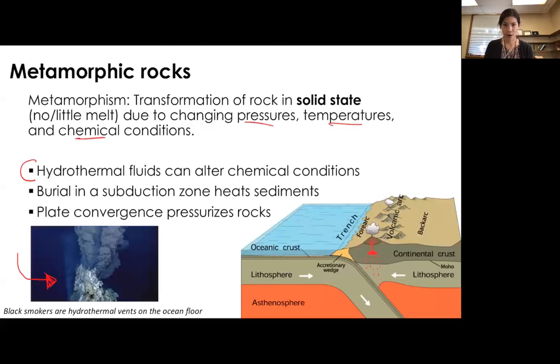We can also get rocks being buried in subduction zones. This area called the accretionary wedge is the scraped off sediments of the oceanic crust. If this continues down, that subducting plate is going to be subject to higher pressures and temperatures that can lead to metamorphism. That can happen through that burial as well as the pressures of plate convergence, which exerts that pressure difference and can again cause metamorphism.